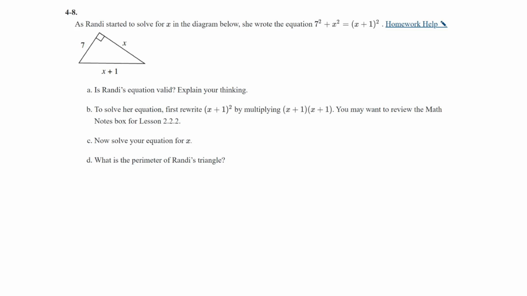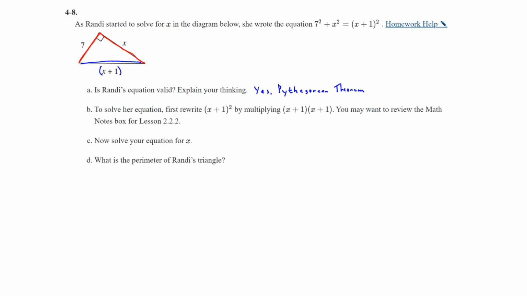Because this is a right triangle, you have your leg of the right triangle, and here's your other leg. So those squared, which is your 7 squared plus your x squared, should equal the hypotenuse squared. And since the hypotenuse is in the form of x plus 1, it also gets squared. So yes, she used the Pythagorean theorem to set that equation up.